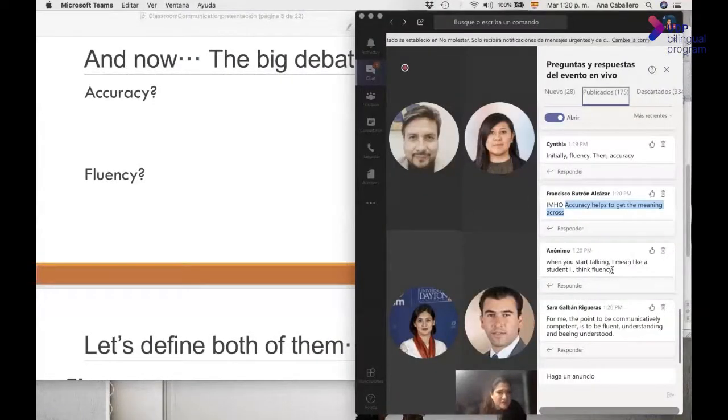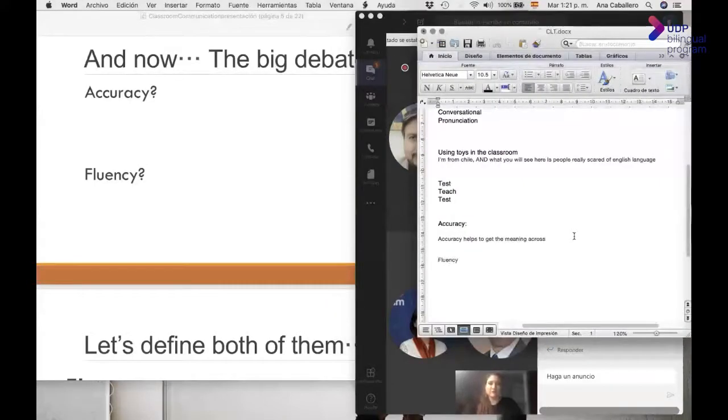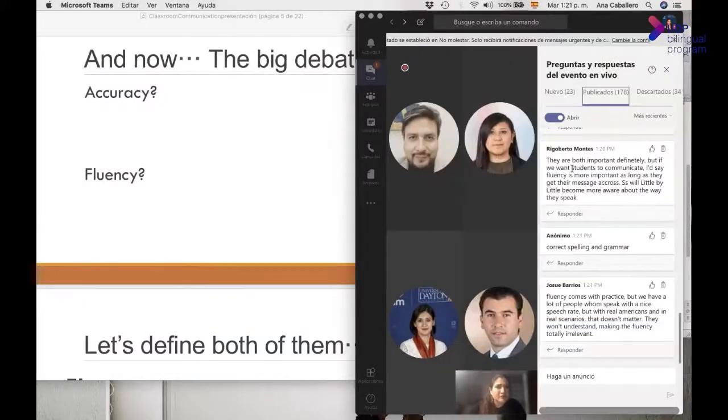When you start talking, I mean, like a student, I think fluency. Well, for me, the point to be communicatively competent is to be fluent. Okay, that's fluency, right, Sarah? We're talking about accuracy right now. But I'm going to write your comment here. What else? They're both definitely important. Correct. Oh, okay, very good. Correct spelling and grammar.